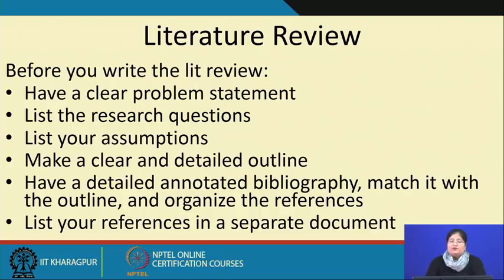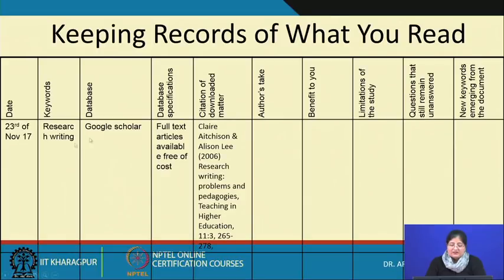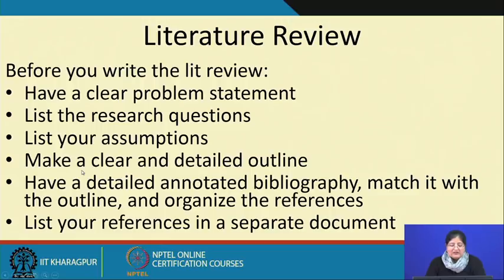So you need to know what your problem statement is. You need to list the research questions. You need to list your assumptions. You need to make a clear and detailed outline. You need to have a detailed annotated bibliography. This is the annotated bibliography here. Then you need to organize your references, match them with the outline that you have, and list your references in a separate document. I'll show you how each of these things is done. Very essential to keep a record.